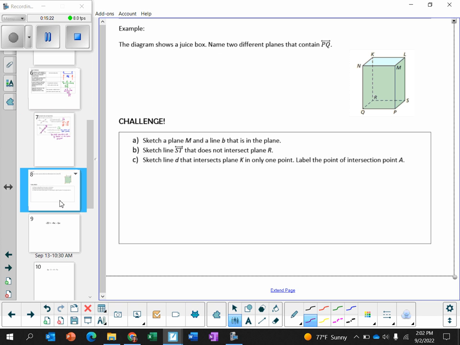One last thing. We have a diagram that shows a juice box. We want to name two different planes that contain line PQ. So if I notice here, P and Q are these 2 points on the bottom. So this line here is line PQ. So really the front of the box would be one of the planes. So I could name it with 3 of any of those 4 points, like PQN. But also the bottom of the box has that line as a side. So I could use any 3 letters on the bottom, like Q, P, and S.